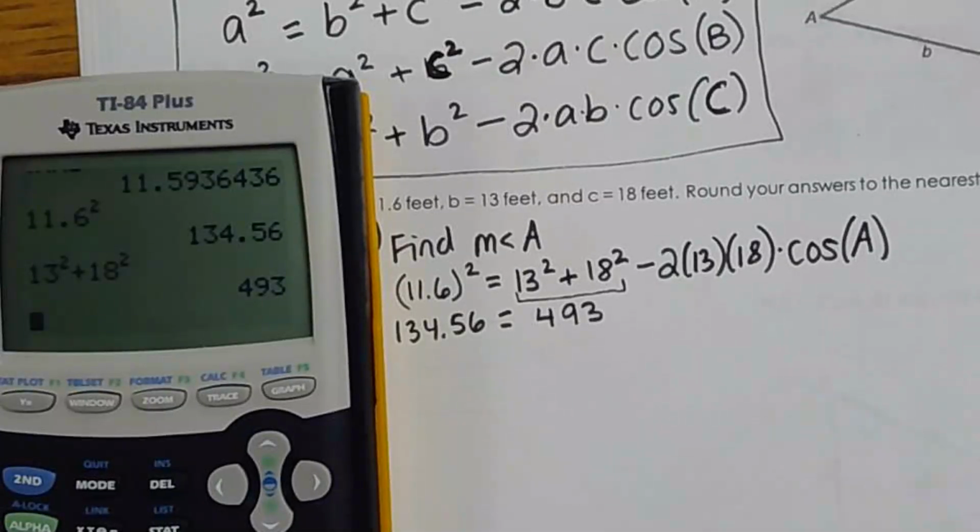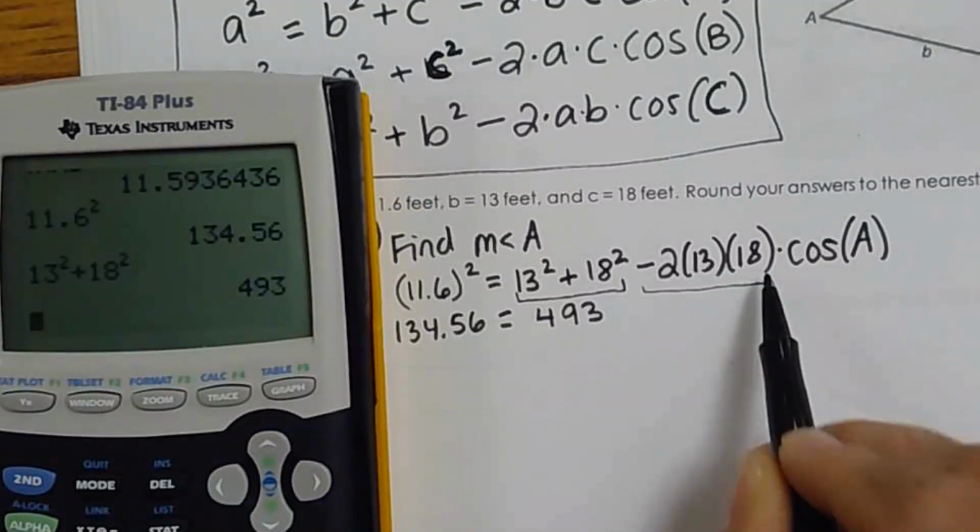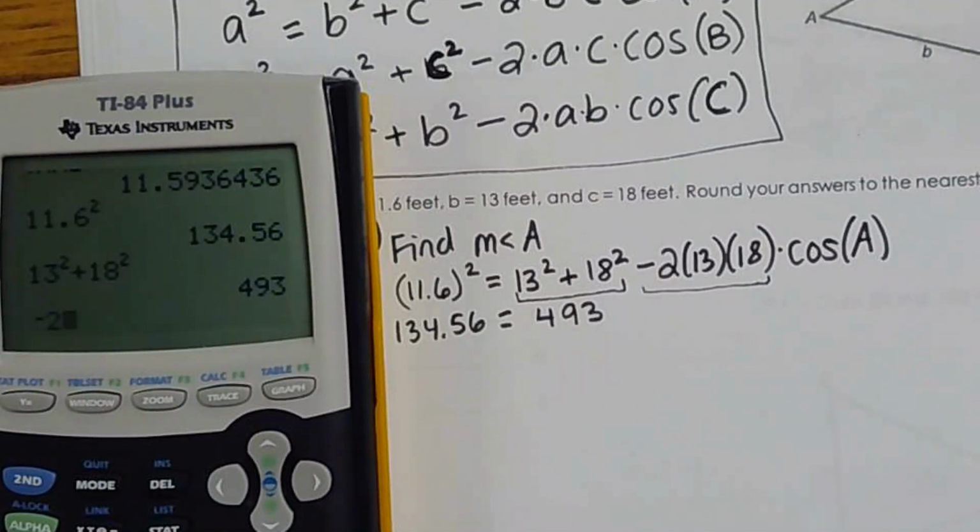Okay, and then there's this minus 2 times 13 times 18. All of that can get typed into the calculator all at once as well. There is a minus sign on the 2, so either put a negative or just don't forget that negative sign.